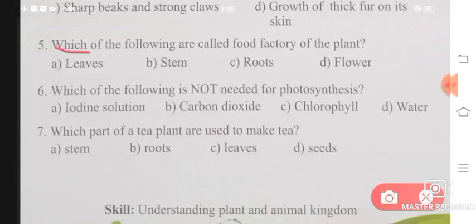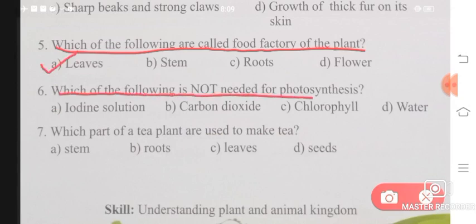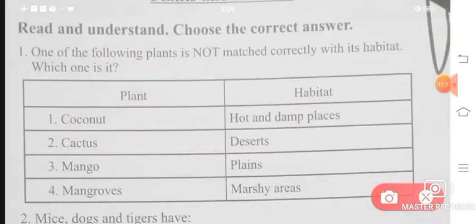Number 5, which of the following are called food factory of the plant? Answer is A, leaves. Question 6. Which of the following is not needed for photosynthesis? Answer is A. Iodine solution. Question 7. Which part of the tea plant are used to make tea? Answer is C. Leaves. Next page.